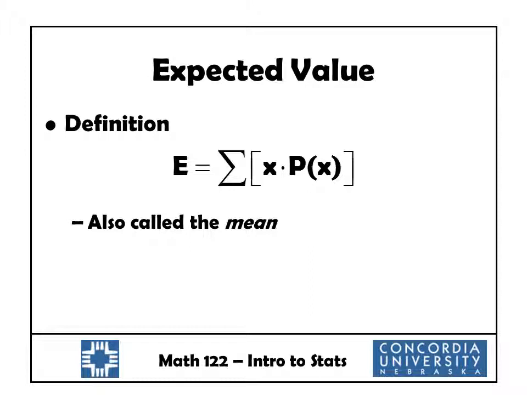Okay. One thing that we did with a distribution was to calculate the expected value. And so to calculate expected value, we take each value of x times its associated probability and add them up. We called that the expected value. It's also called the mean.